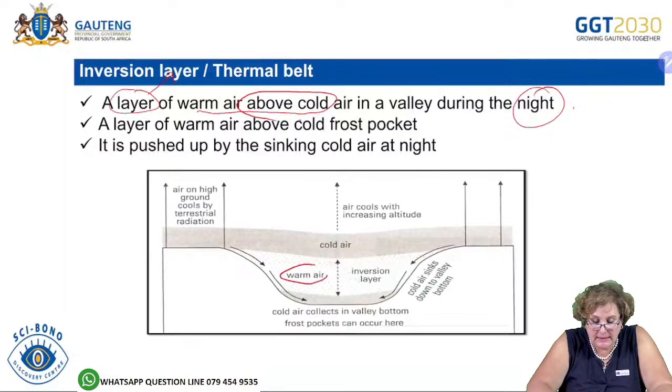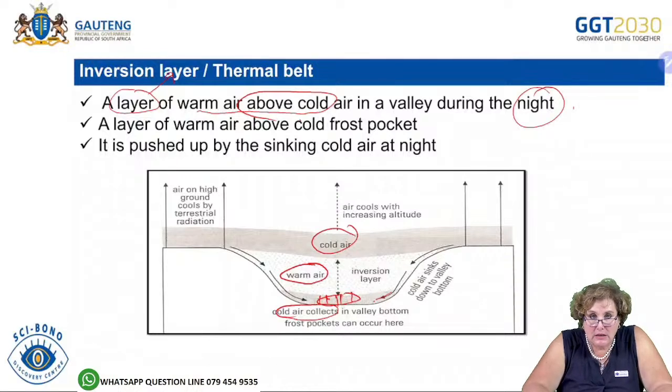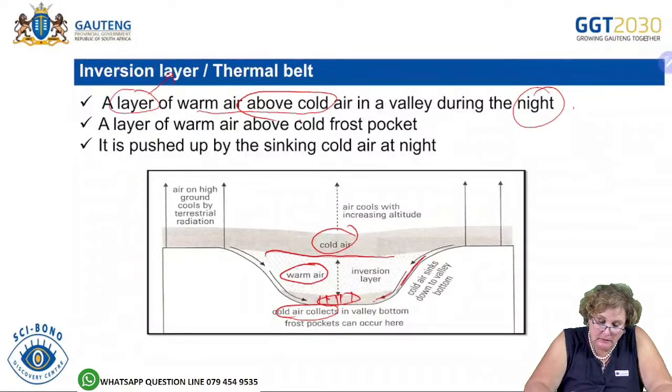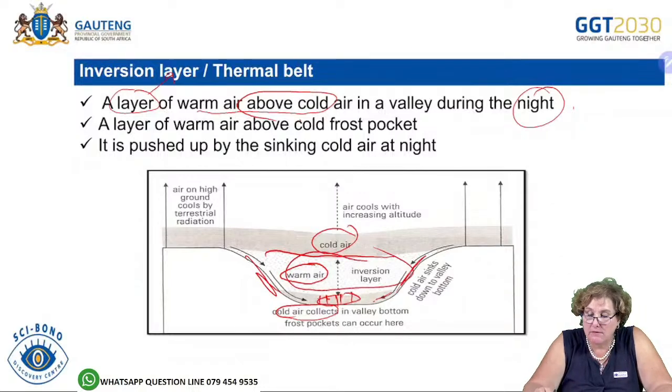Can you see that's the layer? The warm air. There I have cold air. Here also I have cold air. So this cold air is heavier than the warm air. It moves underneath and it starts pushing this warm air higher up. So there's that layer. Here's the thermal belt on the slope, and that thermal belt is in the inversion layer.